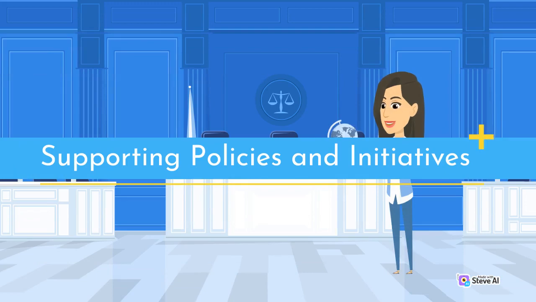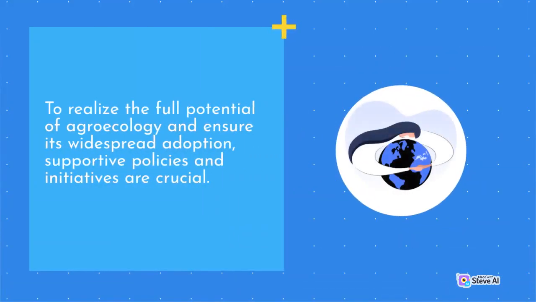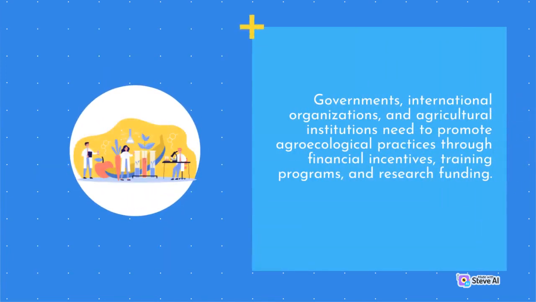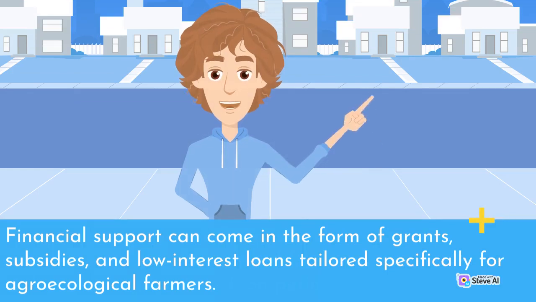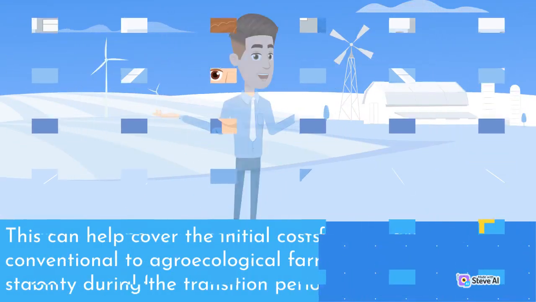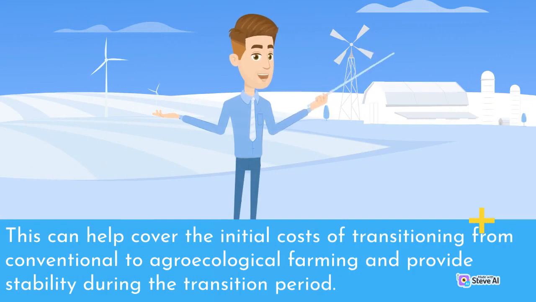Supporting policies and initiatives. To realize the full potential of agroecology and ensure its widespread adoption, supportive policies and initiatives are crucial. Governments, international organizations, and agricultural institutions need to promote agroecological practices through financial incentives, training programs, and research funding. Financial support can come in the form of grants, subsidies, and low-interest loans tailored specifically for agroecological farmers. This can help cover the initial costs of transitioning from conventional to agroecological farming and provide stability during the transition period.